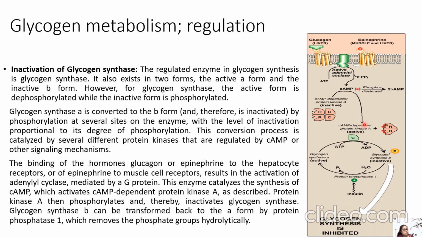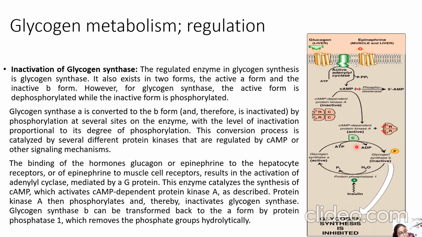So inactivation of glycogen synthase. The regulated enzyme in glycogen synthase is glycogen synthase. It also exists in two forms, the active A form and the inactive B form. However, for glycogen synthase, the active form is dephosphorylated, if you see over here, whereas the inactive form is phosphorylated. Glycogen synthase A is converted to the B form and therefore inactivated by phosphorylation at several sites on the enzyme with a level of inactivation proportional to its degree of phosphorylation.